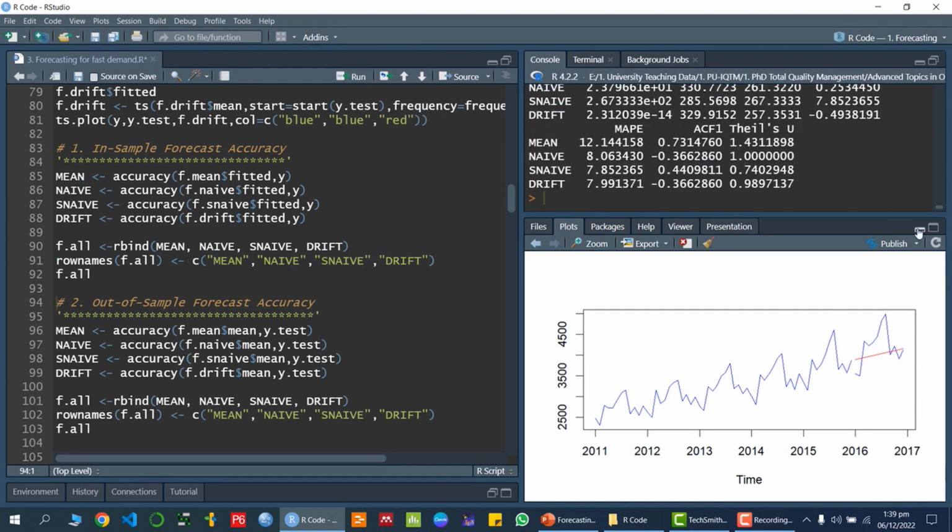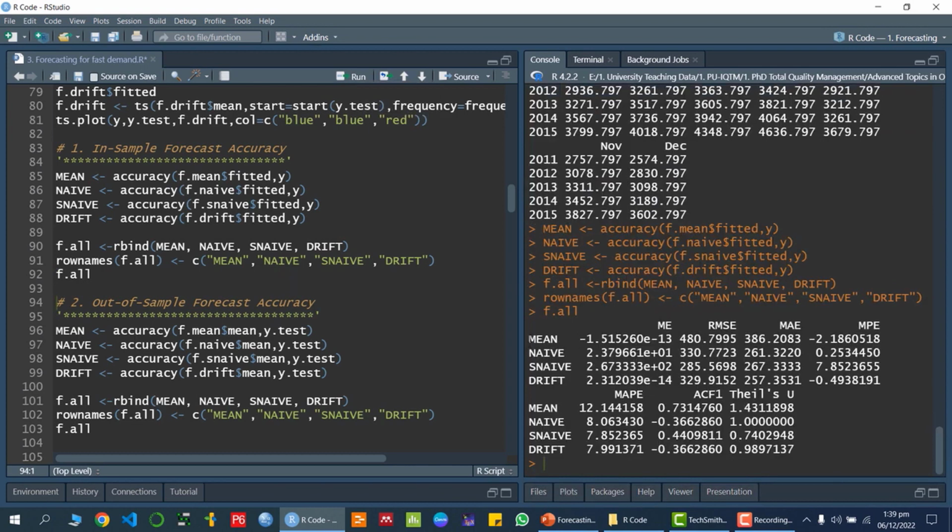As you can see with the help of those accuracies, if I'm using root mean square error, the best method is basically the seasonal naive method. If I want to use mean absolute error, then the best method is the drift method. If I take the decision with respect to mean absolute percentage error, then the best method again is the seasonal naive method. That was the within-sample forecast error.